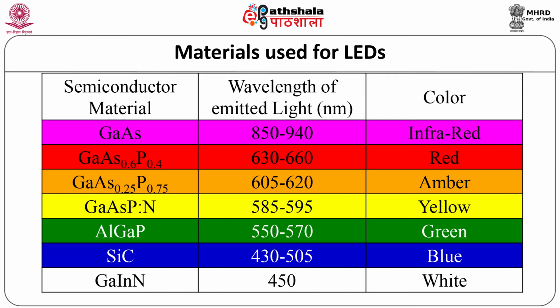Green has semiconductor materials aluminum, gallium and phosphorus, emitting in the range of 550 to 570 nanometer, while blue LEDs use silicon carbide emitting wavelength 430 to 505 nanometer. White LEDs use gallium, indium and nitrogen with wavelength 450 nanometer. Nowadays, OLEDs are available which emit white color.